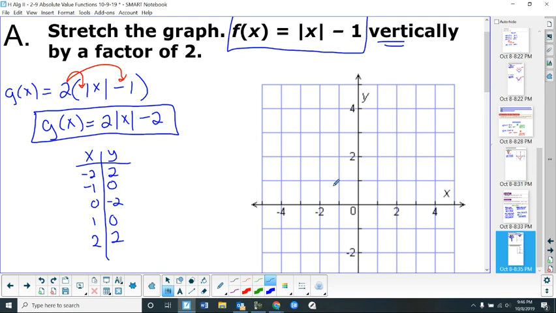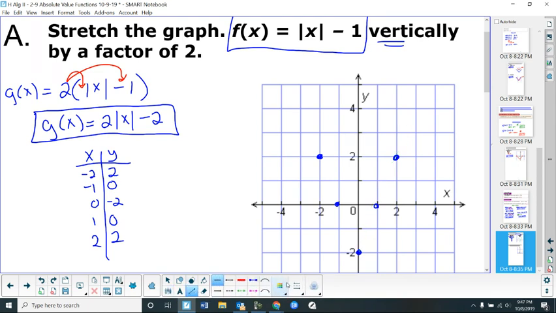And now when I plot this graph, I go left 2 up 2, left 1 over 0 up 2, over 1 up 0, and over 2 up 1. And if you notice, my slope is no longer 1. The slope is no longer 1 on these because I have done a vertical stretch. Just pretend that's a straight line.